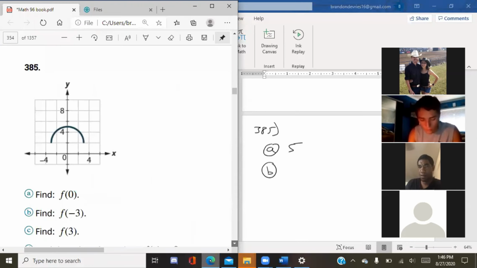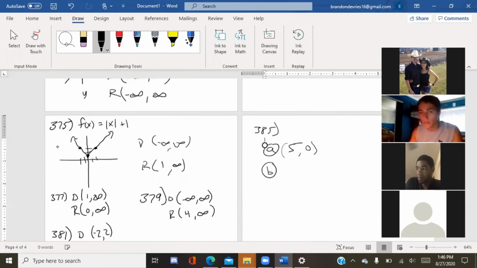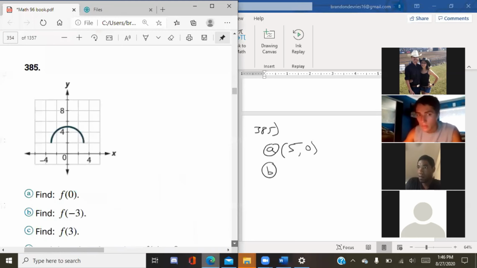Find f is negative 3. So that would be right here. Negative 3, it'd be 2, right? Oh, no, because it's past the 2, because that goes by 2. Oh, wait. Are we finding the actual placement? Because then it would be 5, 0, wouldn't it? Yeah. So we'll do 5, comma 0. And then this one would be, isn't it 0, 5? Yeah, 0, comma 5. I thought the x came first. It does. Oh, yeah, you're right.